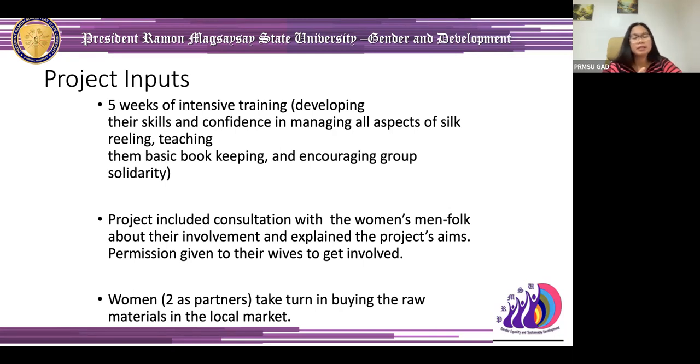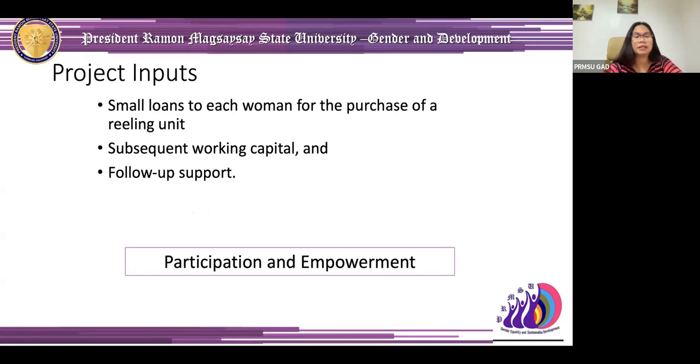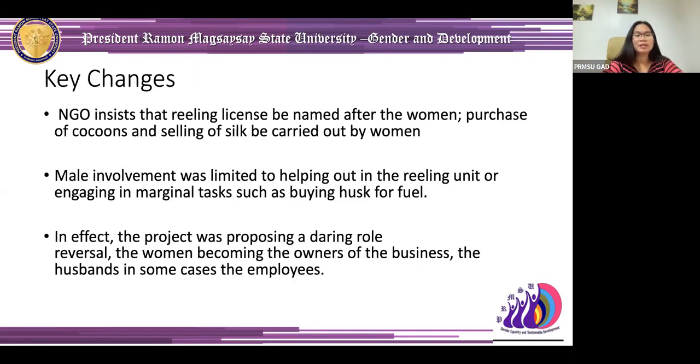And then mag-partner ang dalawang babae na may bibili, may magbabantay dun sa business nila, may bibili sa market, and so on. So they are doing it alternately. Then small loans or capital, puhunan, was given to them. And then subsequent, so may kasunod pa, if they still need a working capital, so meron pa rin binigay sa kanila. And then kung kailangan pa ng follow-up support, so kulang pa rin yung finances, meron din binigay sa kanila.